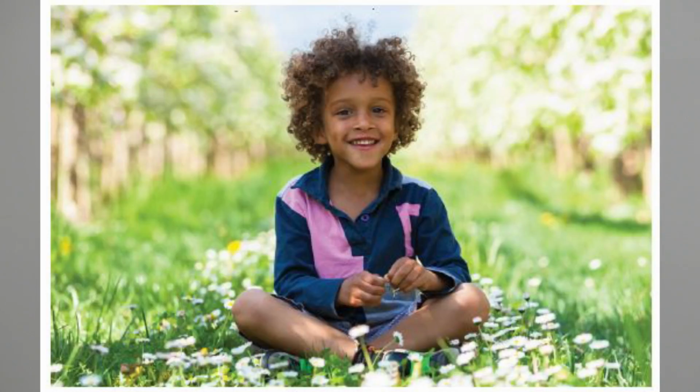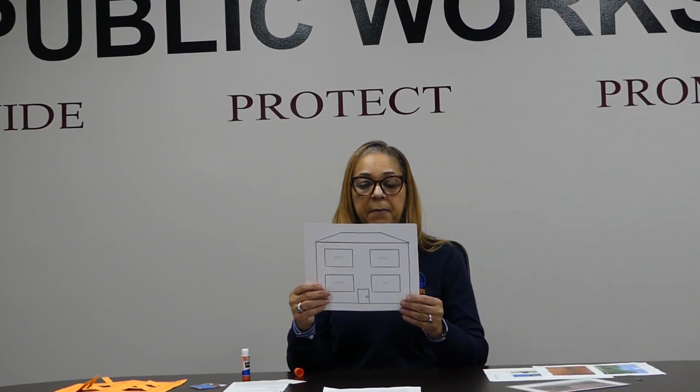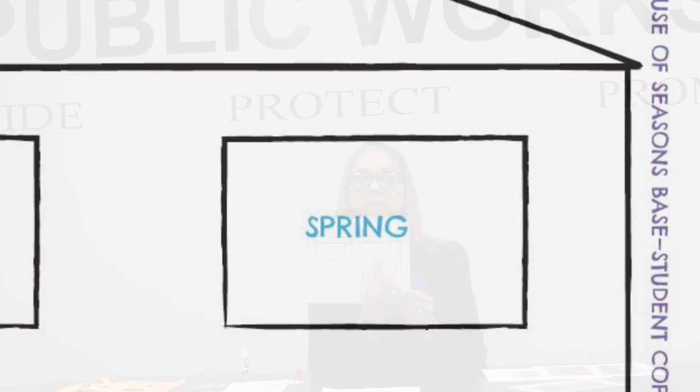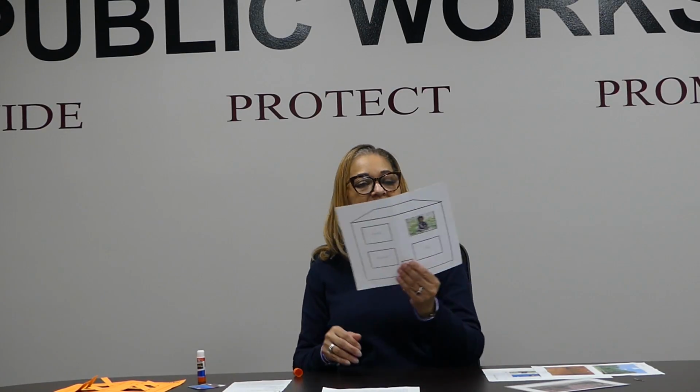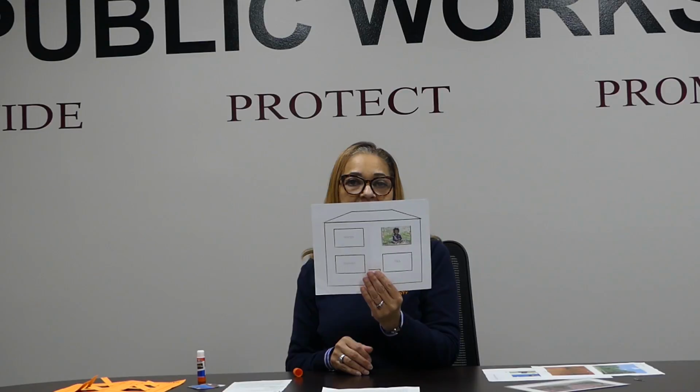So let's take this little guy, and we're going to use our glue stick. That was one of the things that you were to have. And we're going to put glue in the spring box, which is the box here on your House of Seasons white sheet. So I'm going to put some glue. It doesn't take very much glue. I'm going to take my spring picture and I'm going to place it into the box, or I should say the window. Okay, so this is what you should have.